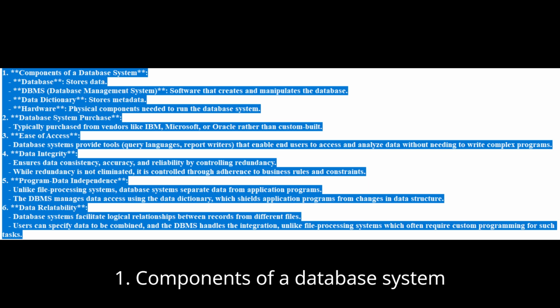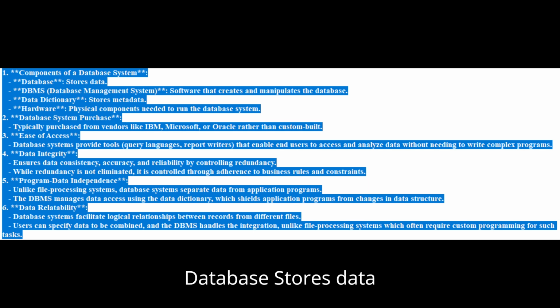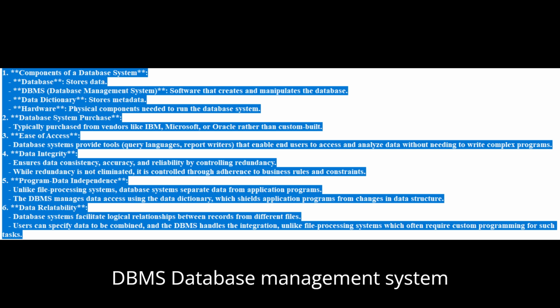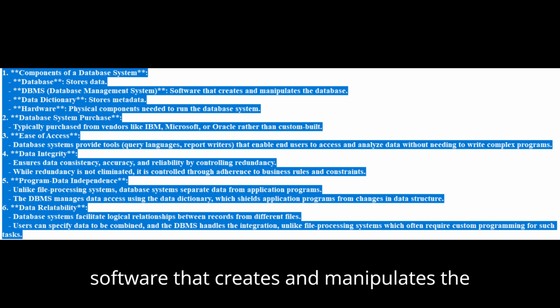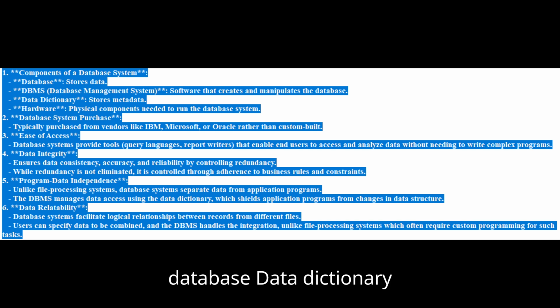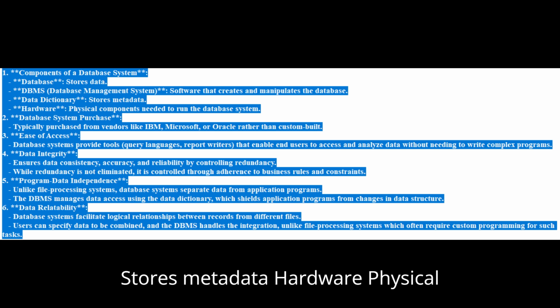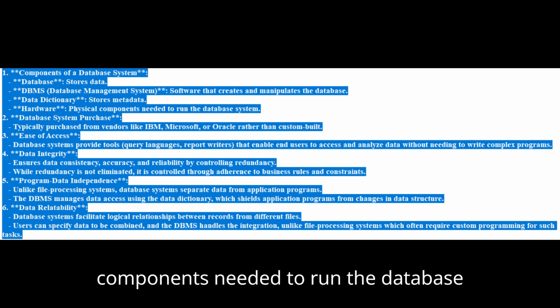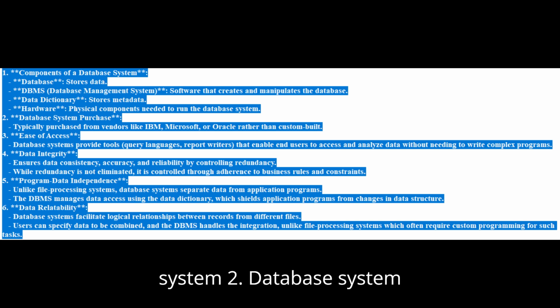1. Components of a database system. Database. Stores data. DBMS. Database management system software that creates and manipulates the database. Data dictionary. Stores metadata. Hardware. Physical components needed to run the database system.